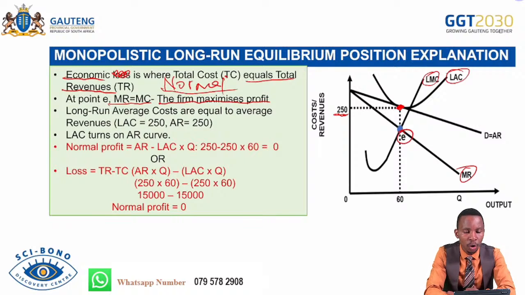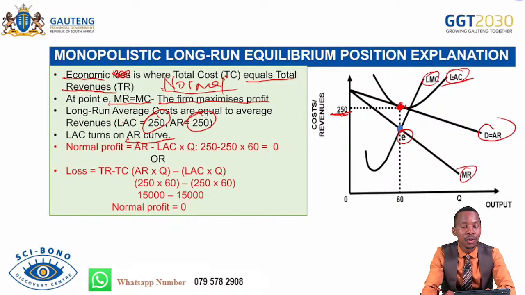The long run average costs are equal to average revenues. So LAC, you can see it turns here, is equal to 250 as much as AR equals 250. So you can see LAC is 250, AR is 250. And then long run average cost turns on the AR curve, or average revenue. It simply turns here. So that simply means both AR and AC are equal. At the same time, both the TR and TC are equal.